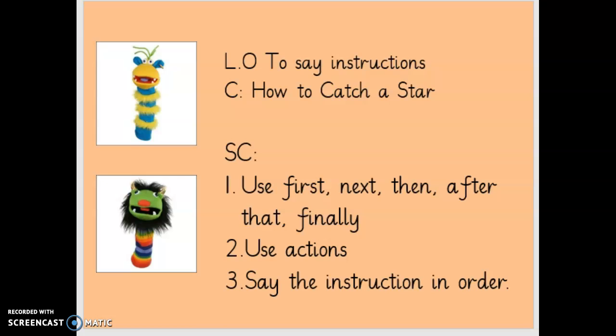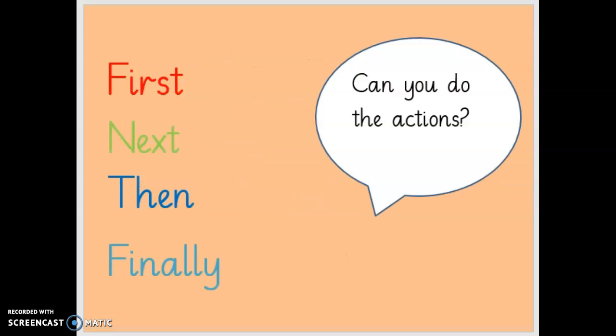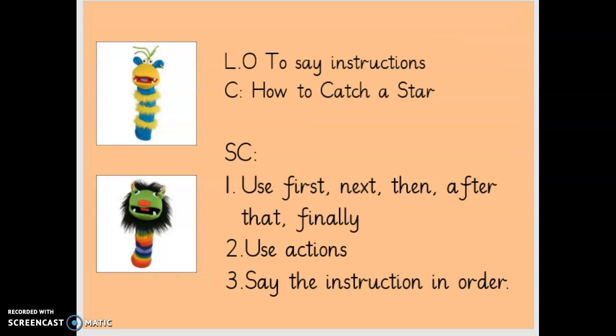So today, for our learning, we are going to say instructions to catch a star. And to do that, we're going to use our instruction words. Can you remember them? We've got first, next, then, and finally. Can you do the actions for each of our instruction words? So we're going to use our instruction words, and then we might use some actions to act out our instructions, and then make sure we say the instructions in order to help the boy catch a star.